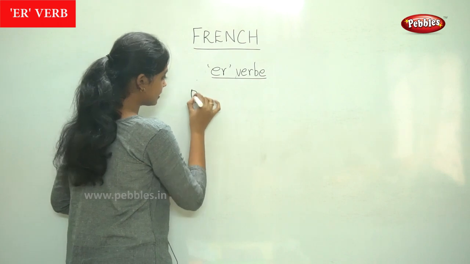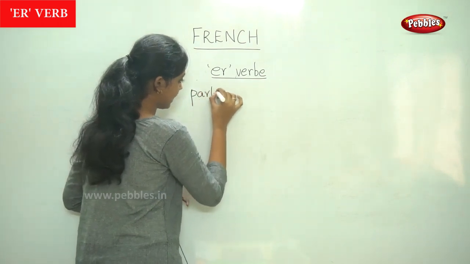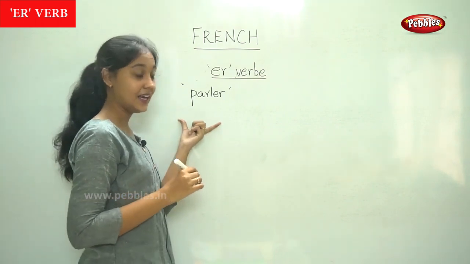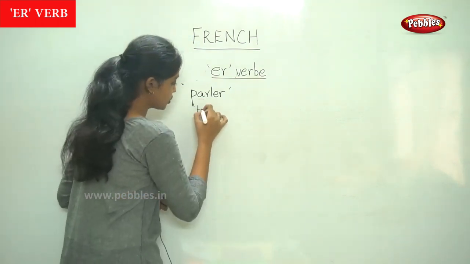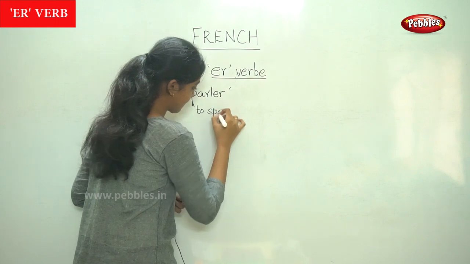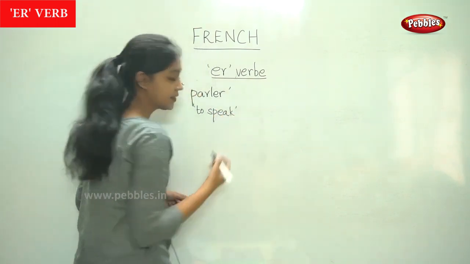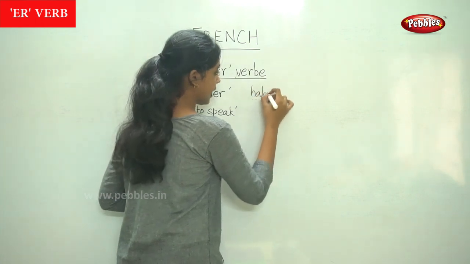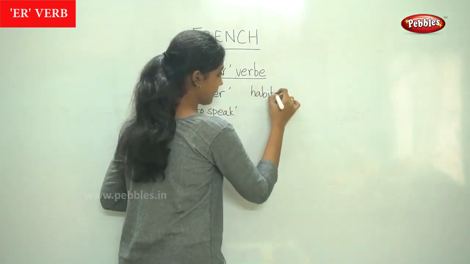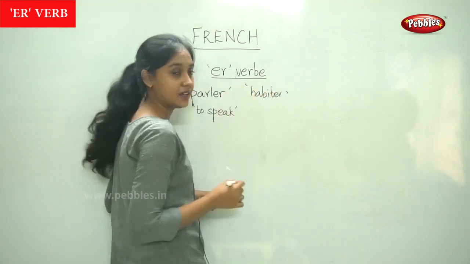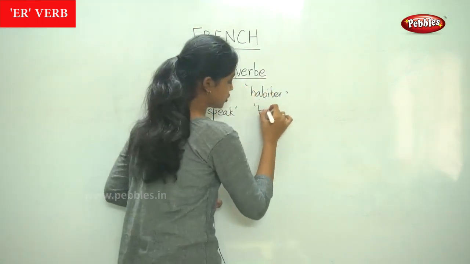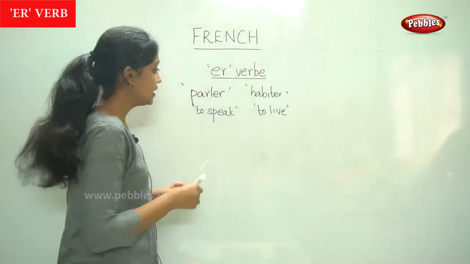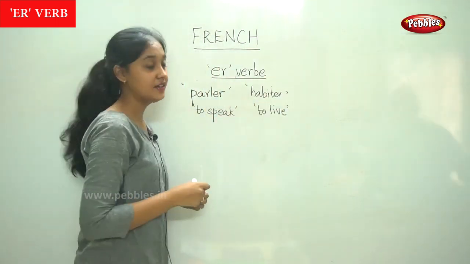The verbs parler. And what does parler mean? It means to speak. And the next word is habiter, which means to live. So we are going to conjugate these two ER verbs.